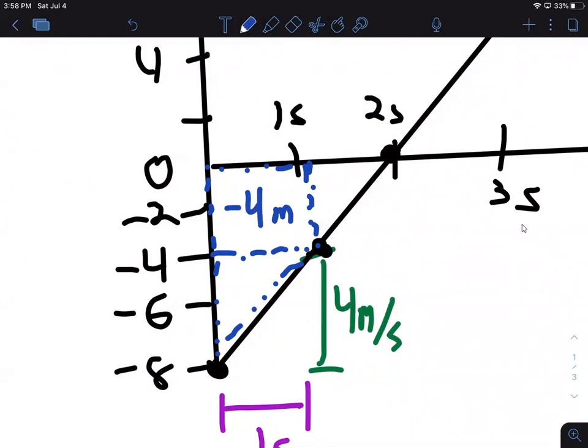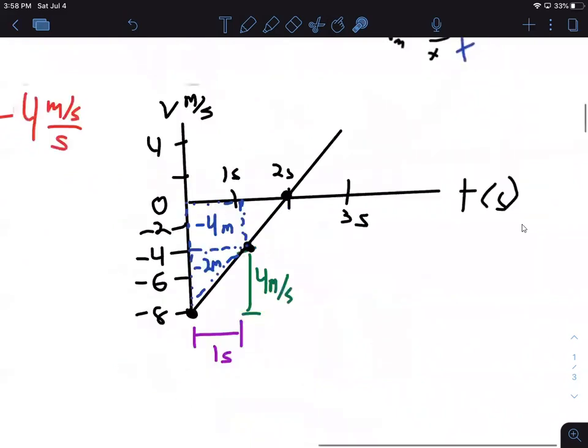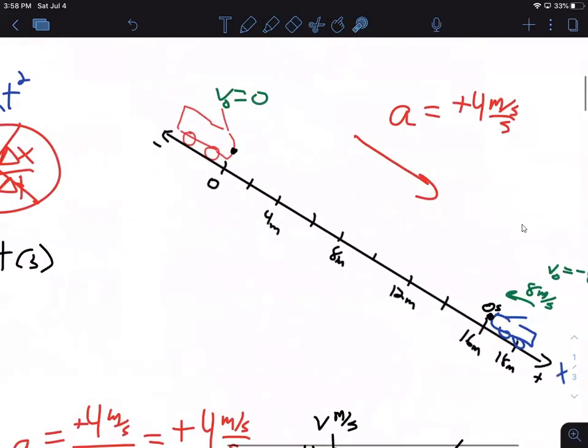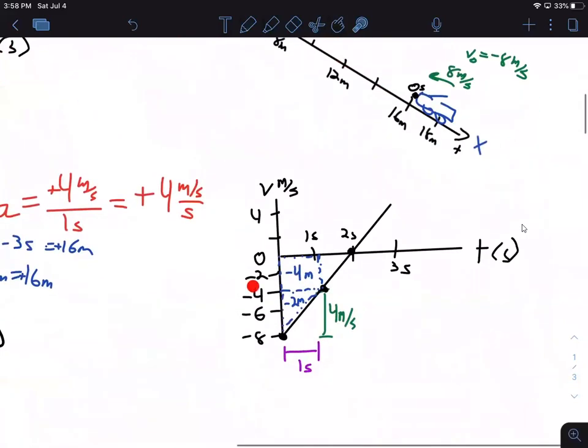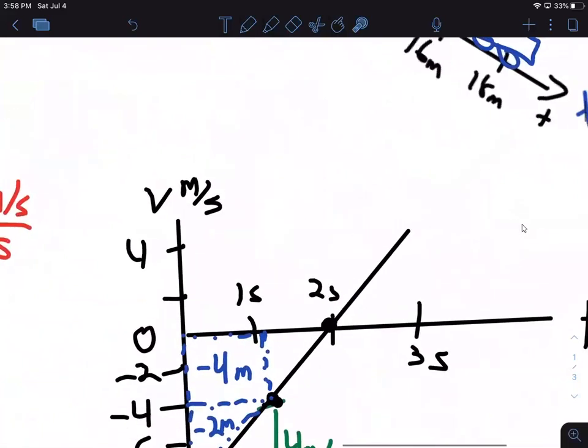4 times 1 times 1/2 is -2 meters. So we can see in the first second, I have a displacement of -6. Does that mean I'm at -6 all the way up here somewhere? No. This is displacement. This was change in position. So remember, the area is the change in position.